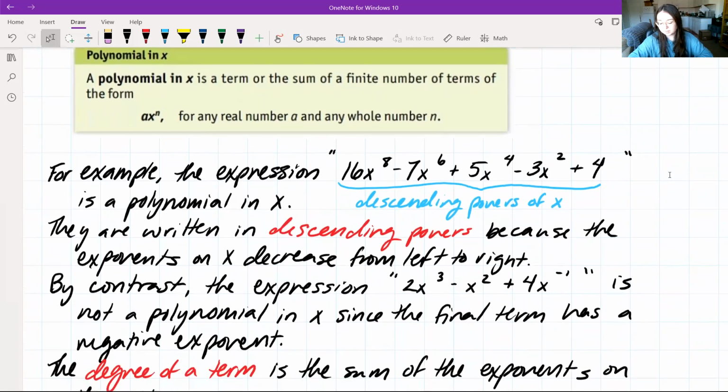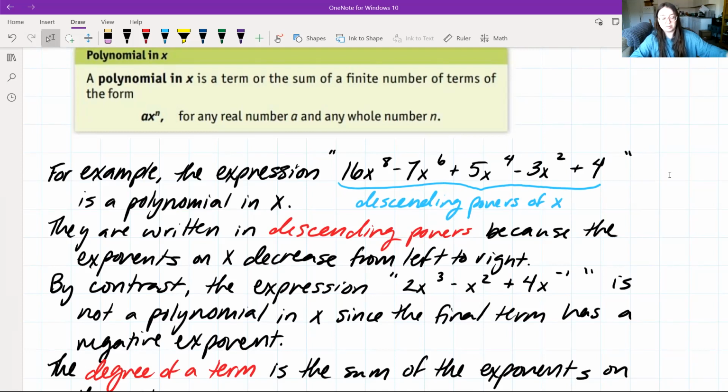By contrast, the expression 2x to the power of 3 minus x squared plus 4x to the power of negative 1, which we could also write as 2x to the power of 3 minus x squared plus 4 over x, since we know that x to the power of negative 1 is the same thing as 1 over x, and since it's times 4, it would be 4 over x. We would say that this is not a polynomial in x since the final term has a negative exponent.